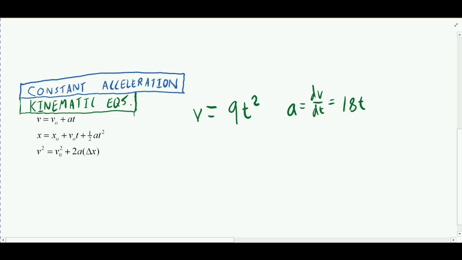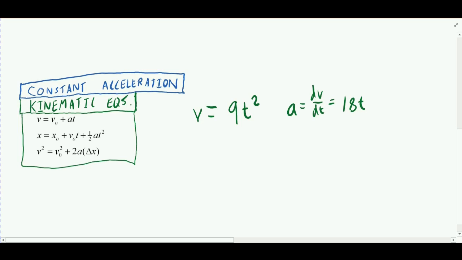Therefore, we cannot use any of these equations if acceleration is not constant. But if you do see in the problem that acceleration is constant, look to these equations and they will get you through it. We went over them last time, so I'm not going to talk too much about them again.